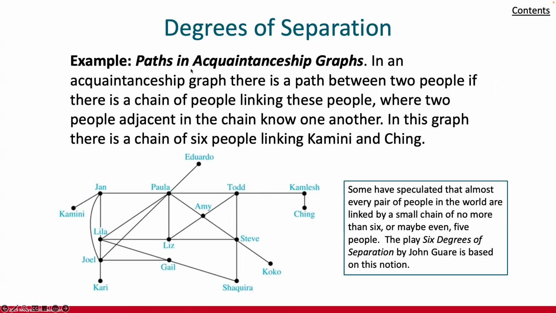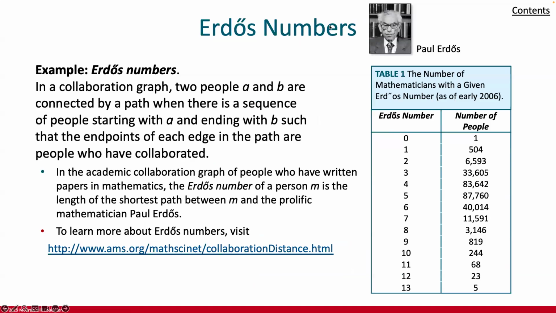Here's an example: the paths in an acquaintanceship graph. How well acquainted are individuals? Or if they're not directly acquainted, then they're one removed, two removed, or something like that. Those are the kinds of things that you can be seeing. The play Six Degrees of Separation is based on this notion, and so that's another thing that you can be thinking about.